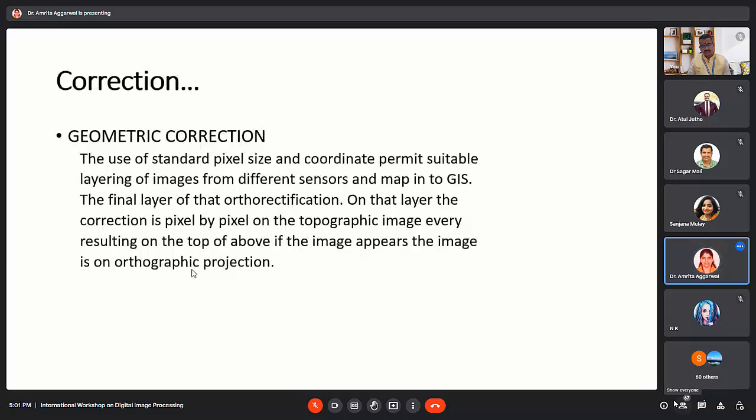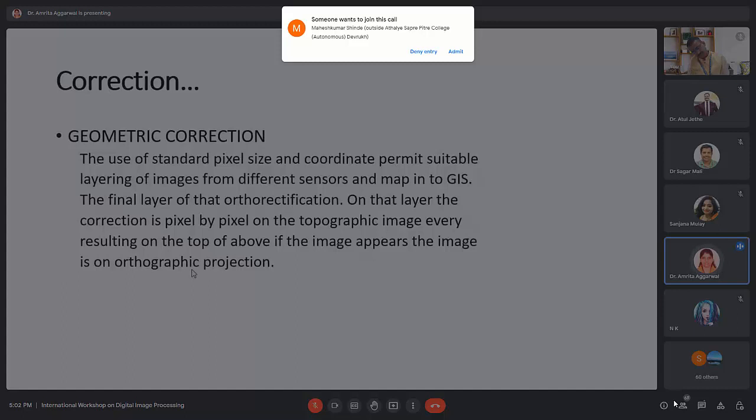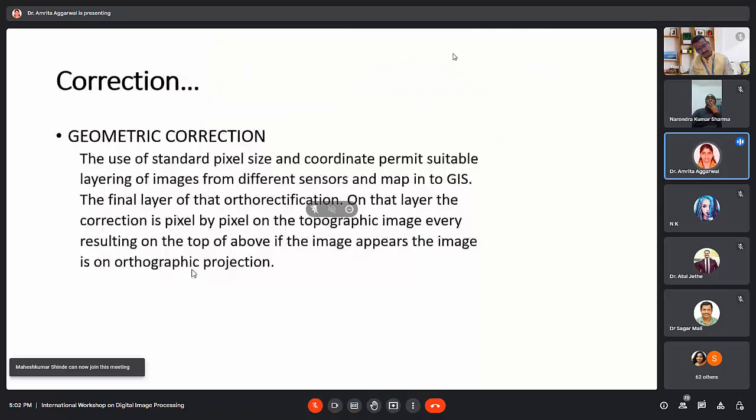Geometric correction is the use of standard pixel size and coordinates, which permits suitable layering of images from different sensors and map data into GIS. There are many software packages working in the field of GIS. I would work on ArcGIS, somebody would work on QGIS, some on Geomatica, some on MapInfo, some on GRASS. Different people will work on different software, and finally we will want to combine it because we want to submit it for some project. In this, you may georeference it in a different way, I may do it in a different way. You may have done the rectification a different way, and I will do it in a different way.